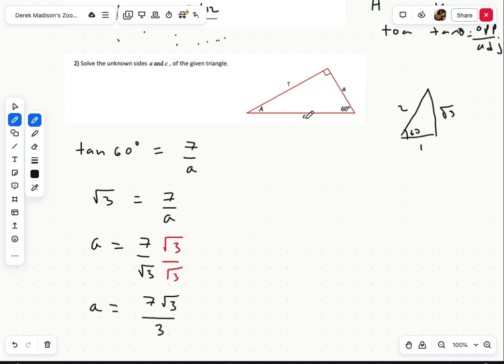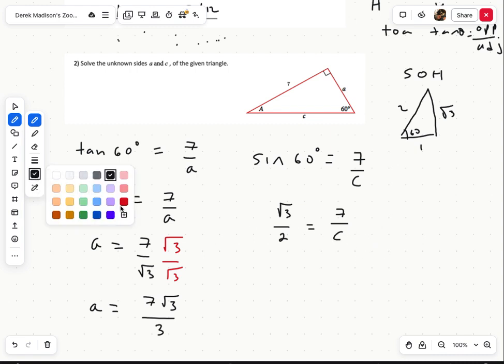The adjacent's kind of an ugly number, so that makes me not want to use it. So for that reason, I could use cosine, but I'm going to use sine of 60. And that's going to equal, so remember, sine is SOH. So that means we need opposite, which is 7, over the hypotenuse, which in this case is c. And if I had used cosine, I would just have to use this number instead of the 7, and the 7 looks like it'd be easier, so I'm doing that. Sine, remember, is the y over the r, so that's our root 3 over 2, so let's get that put over here. And that equals 7 over c.